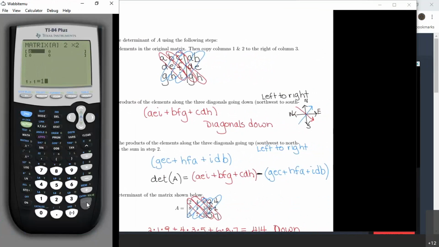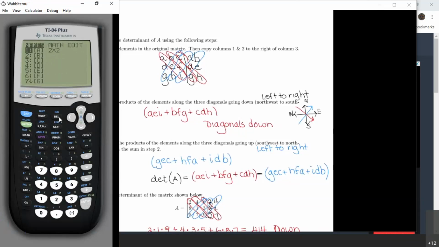Okay, so that was 1, 2, 3, 4. I'm going to quit out of here so I don't mess up my matrix. And then I'm going to go back in the matrix menu to math. And you can see determinant, det, is our first choice. So I'm going to select that. And then I just put the name of the matrix in here.